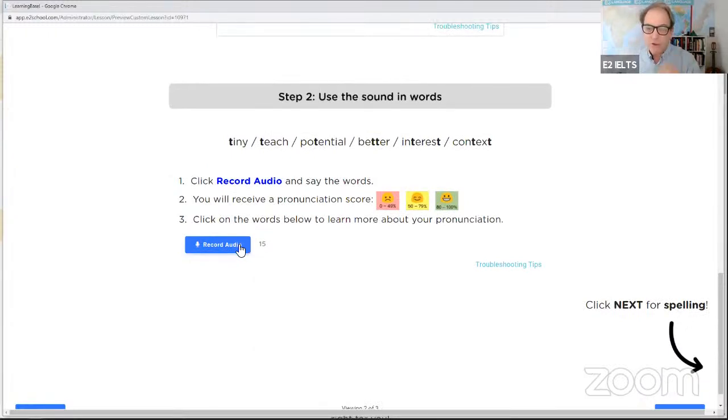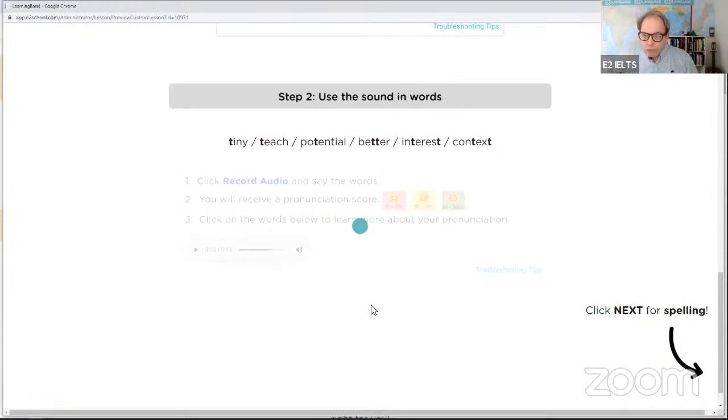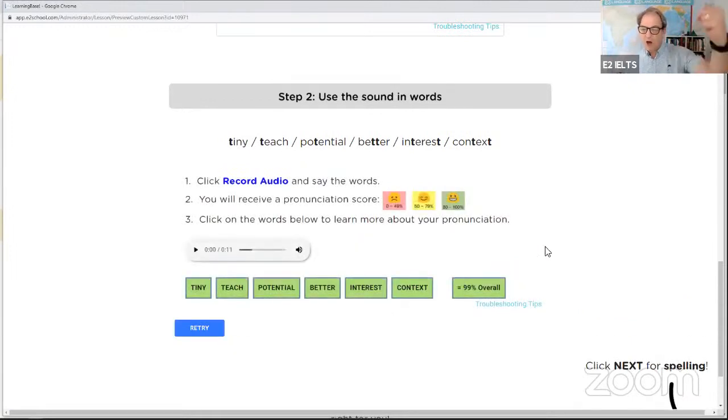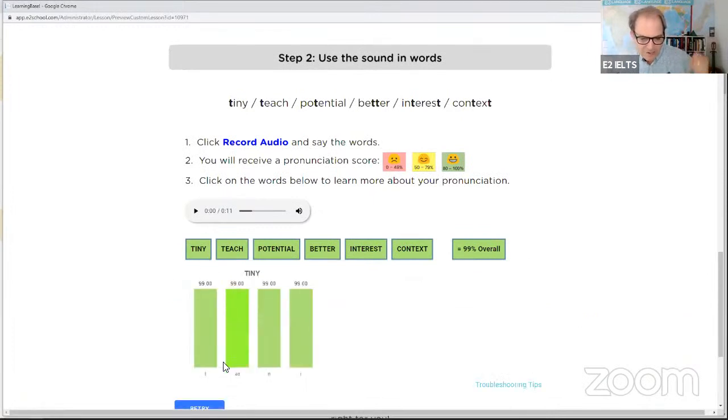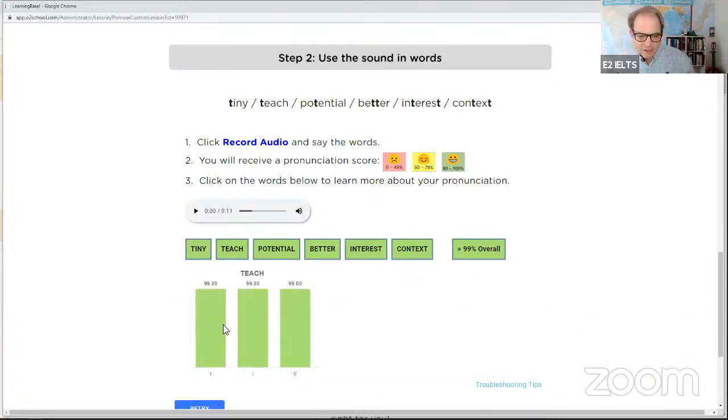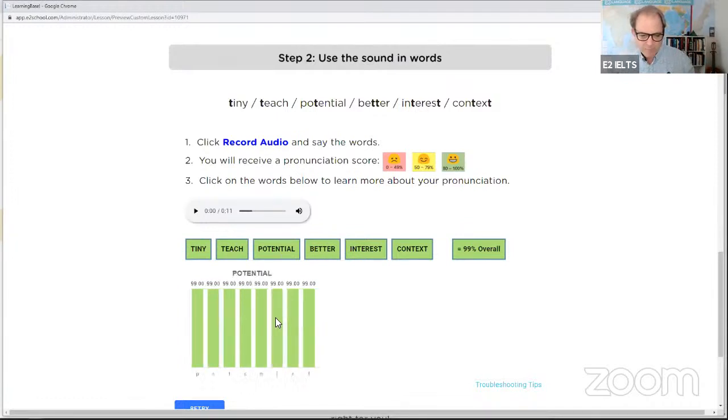On Speaking Lab, you can record yourself and get feedback, and we want to be in the green zone. So let's see if this works. Tiny, teach, potential, better, interest, context. Let me see how I went. Now, some days, yay, 99. I can only get 99 because that's as high as it goes. So let's have a look. Yes, I got tiny and teach right.